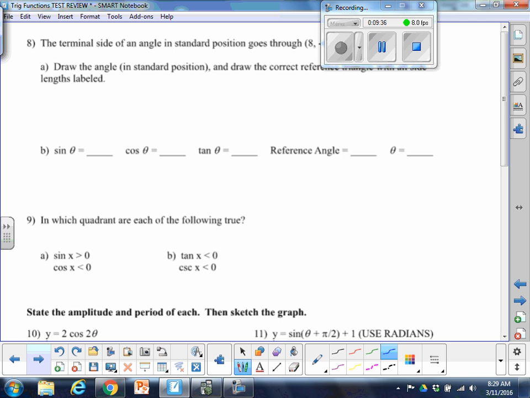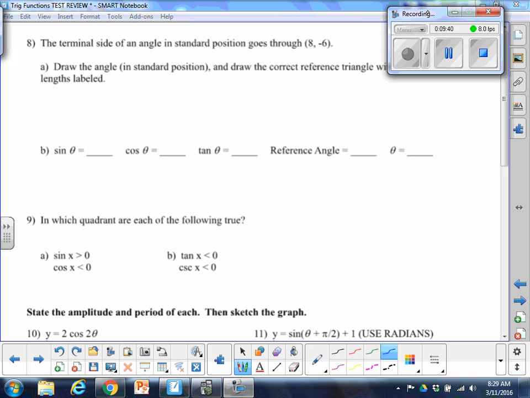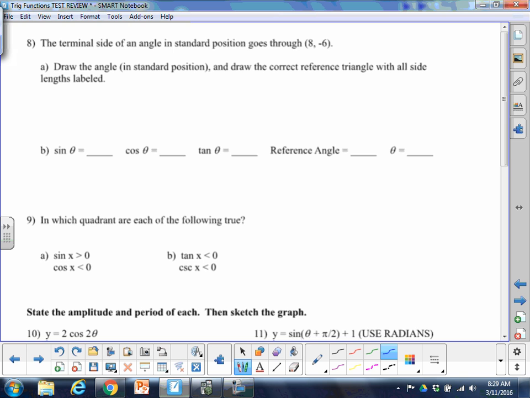Okay, moving on here, they're giving us a point in standard position. They're telling us where the angle goes through. So let's draw this out here. There's my xy axis. I'm going through (8, -6), so I'm down in the fourth quadrant. I'm just going to try and keep it neat and not put all the tick marks, but we're somewhere down here.